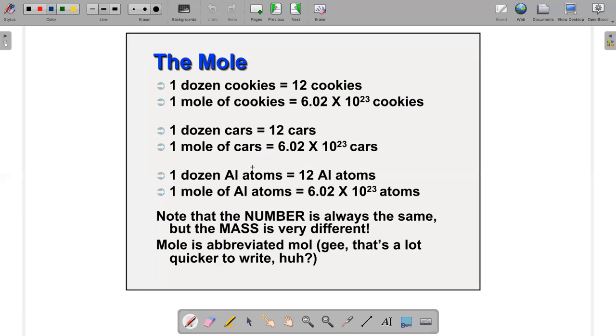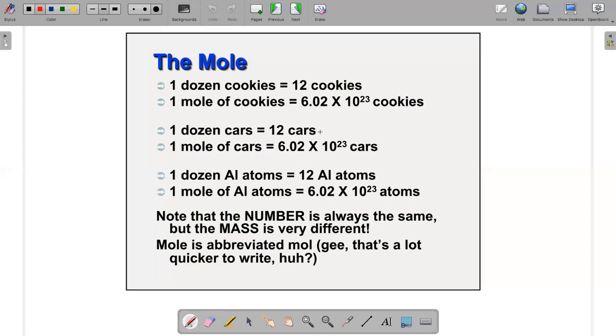What's the same about all those things, cookies, cars, or aluminum atoms, is when you talk about the quantities, they're all identical. But the mass of a dozen cookies and the mass of a dozen cars is going to be wildly different. Similarly, the mass of a dozen aluminum atoms is going to be totally different. So as a measurement of quantity, they're always the same. But measures of mass are going to be different.